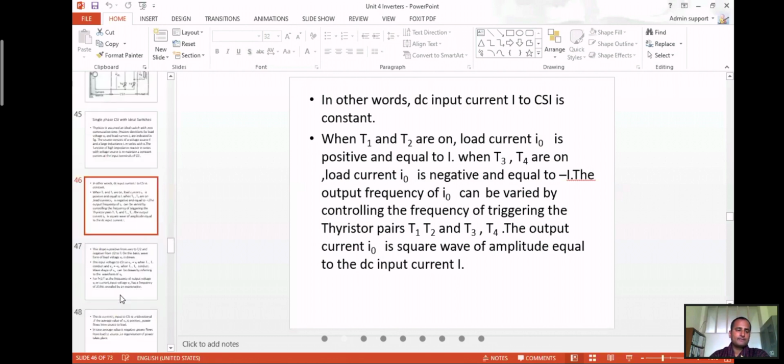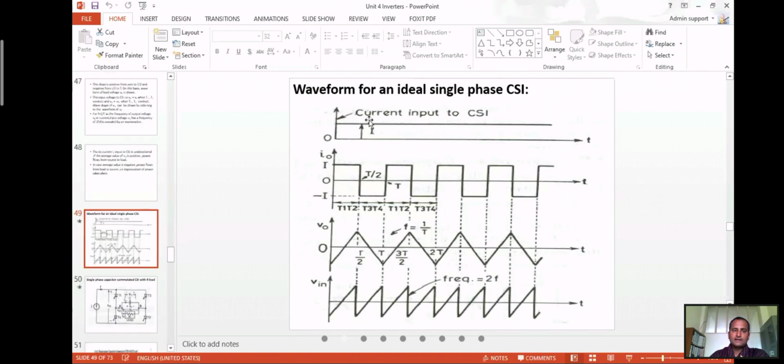If you see from this waveform, the input current is constant with the help of the large inductance. When T1 and T2 are fired, the current is positive. When T3 and T4 are fired, the current is negative. Now this is the voltage. One full cycle is 0 to T, then f is equal to 1 by T.